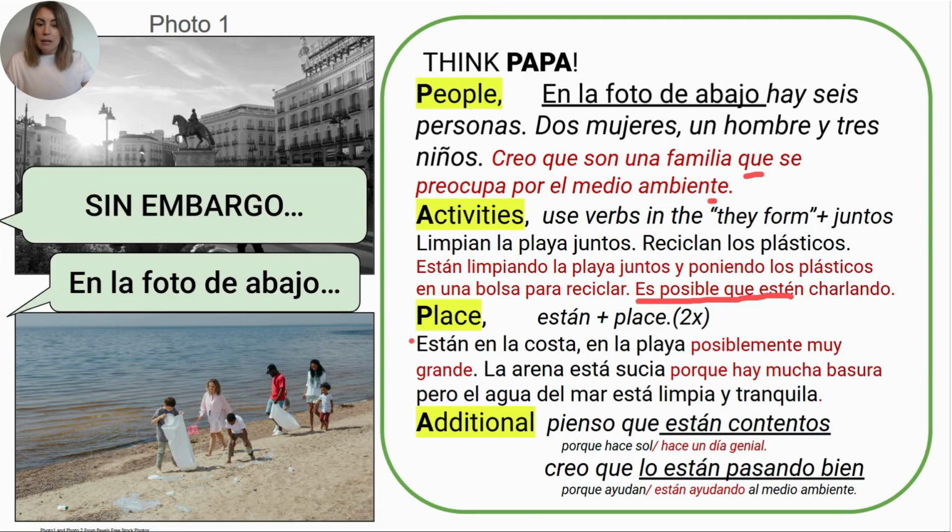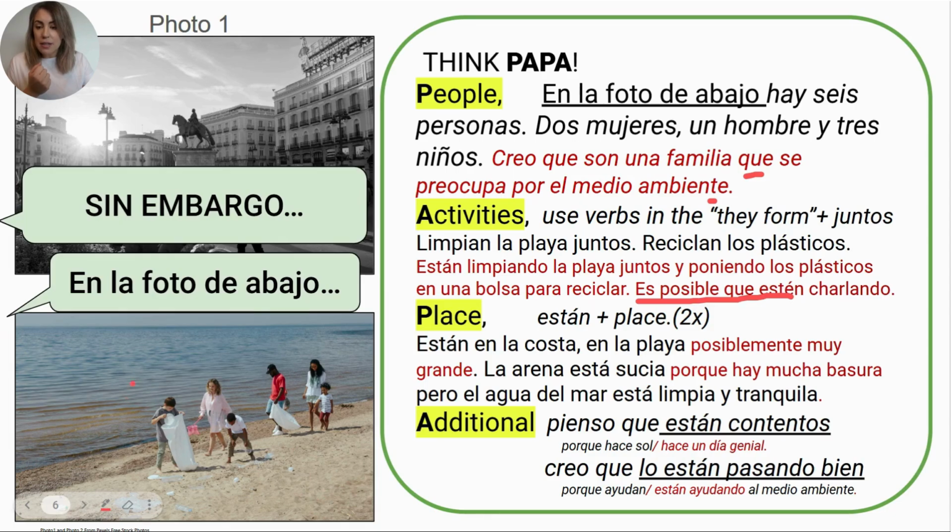Okay. Place, están plus place. Están en la costa, en la playa. You see? Maybe I would be tempted to say están en la playa. That's it. But we know costa, so make it more specific. Están en la costa, en la playa. Then that's two details, but I can say more.